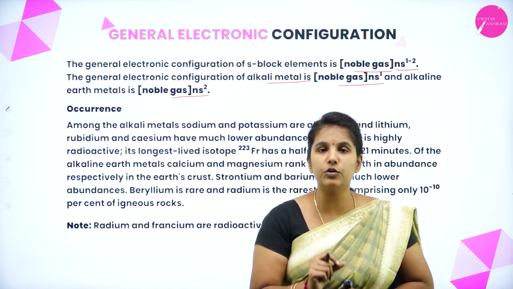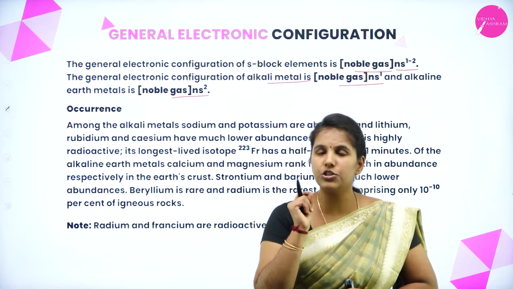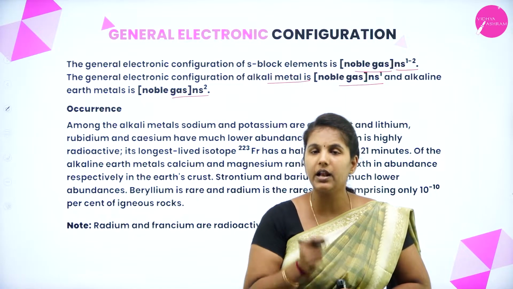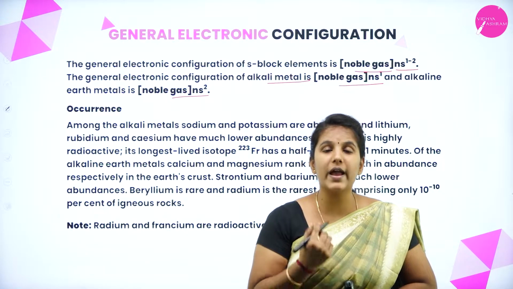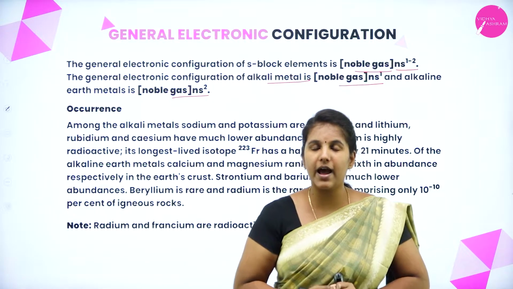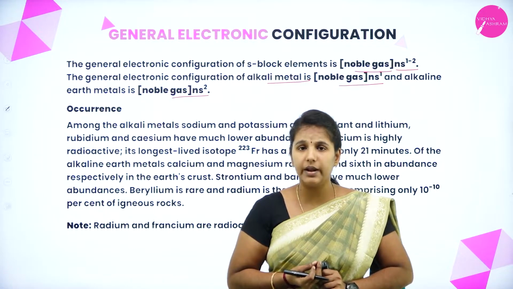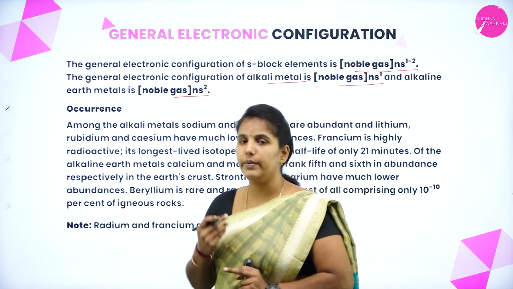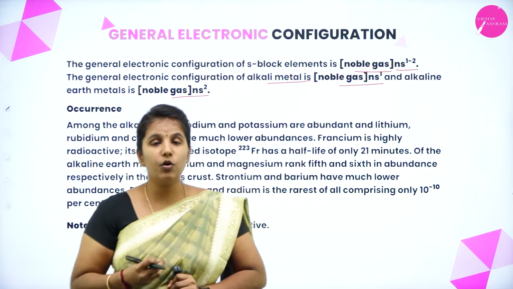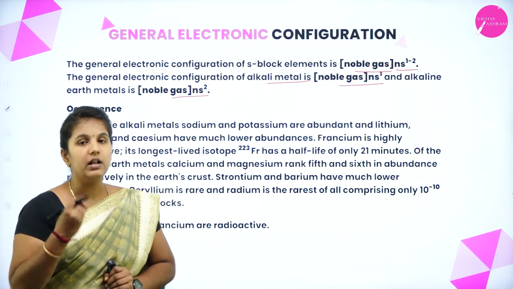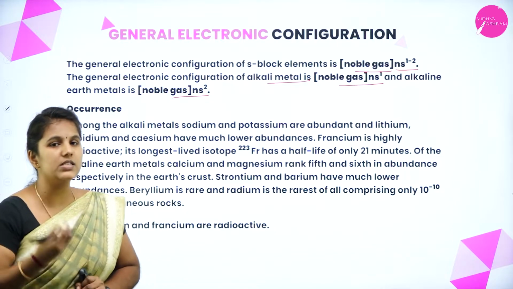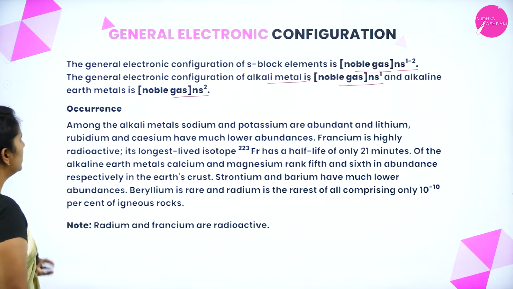Whereas the group 2 elements show only the +2 oxidation state, because their valence shell consists of 2 electrons. Hence they are named alkaline earth metals and their oxidation state is +2. So by knowing this general electronic configuration, we should understand the occurrence of these alkali metals.